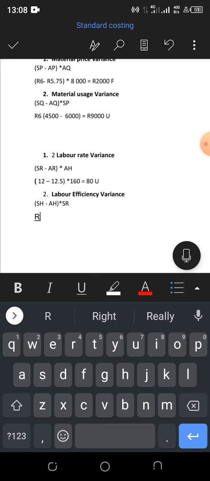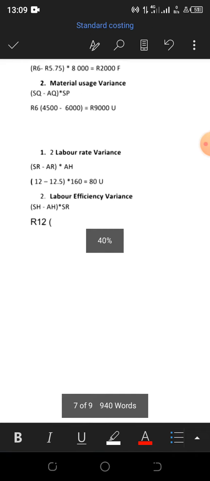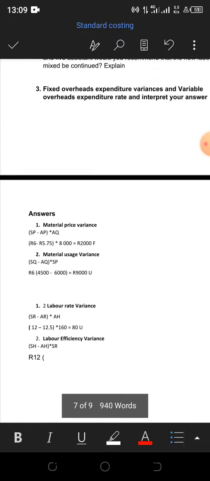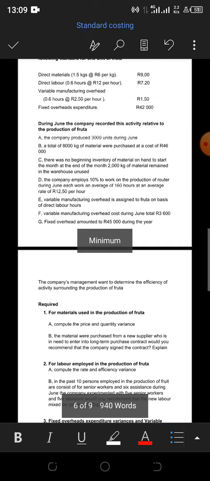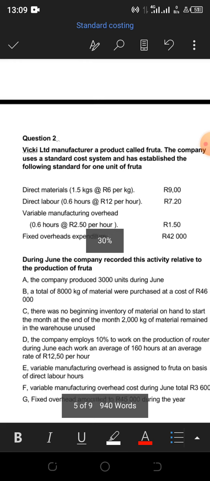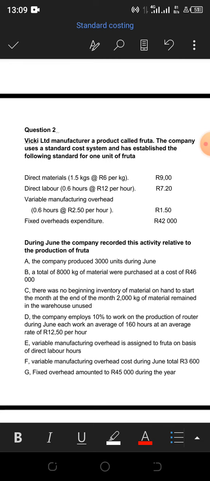Okay, the standard rate, it's fine, 12 rand. Then we open the brackets. Now we have to look for standard hours and actual hours. How are we going to get them? Let's start with the standard hours. Do we have it on our table? No. If you don't have it on your table and you are looking for standard, it means you have to focus on the production. Okay, let's go to the production.